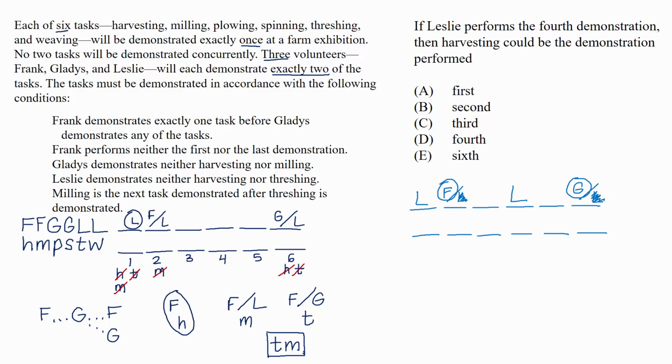The other Gladys must be 3rd since we can't have the 2 Franks in a row based on rule number 1, and that means that the other Frank must be 5th. Since harvesting is performed by Frank, that means that our answer is either going to be 2nd or 5th. Obviously, both of them can't be listed in the choices, and so our answer is B. Harvesting could be the demonstration performed 2nd.